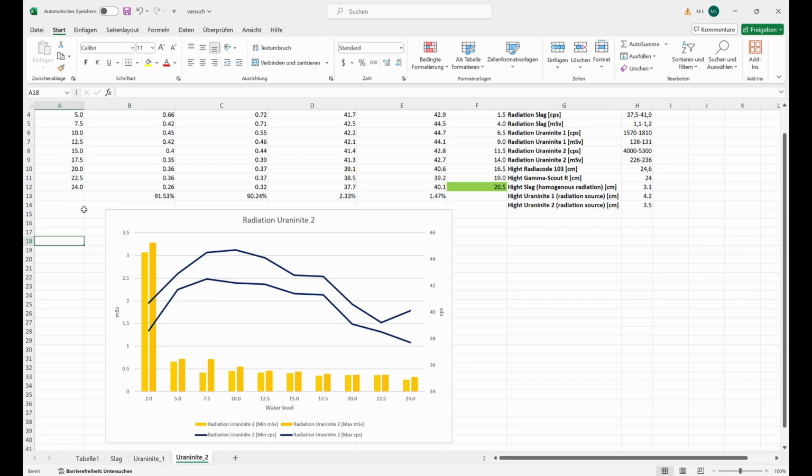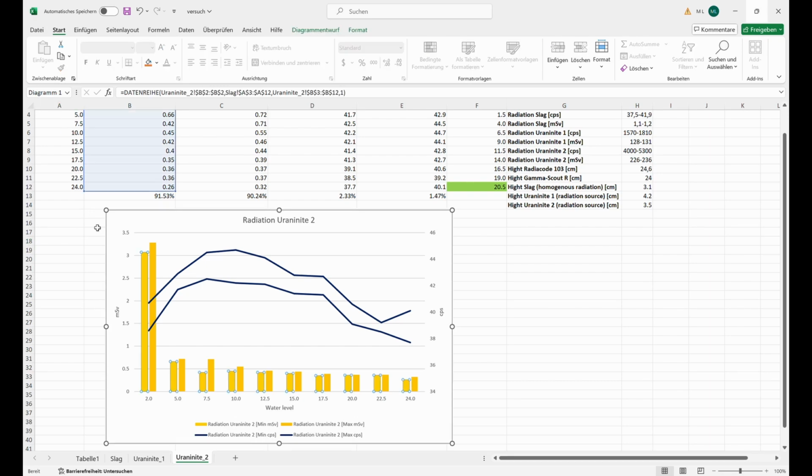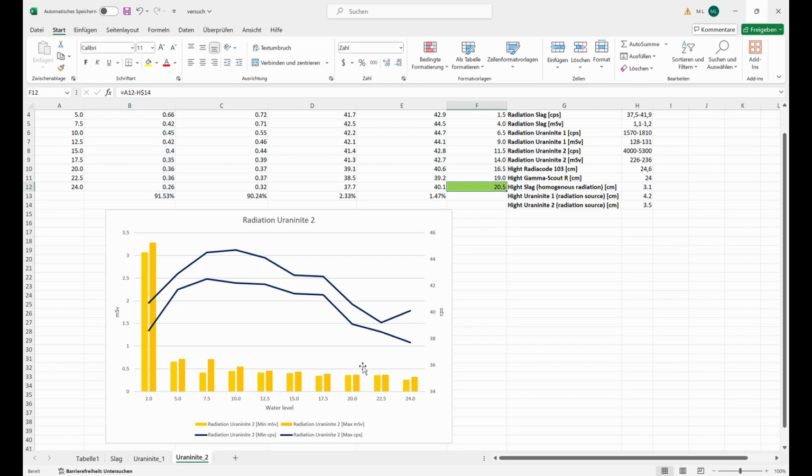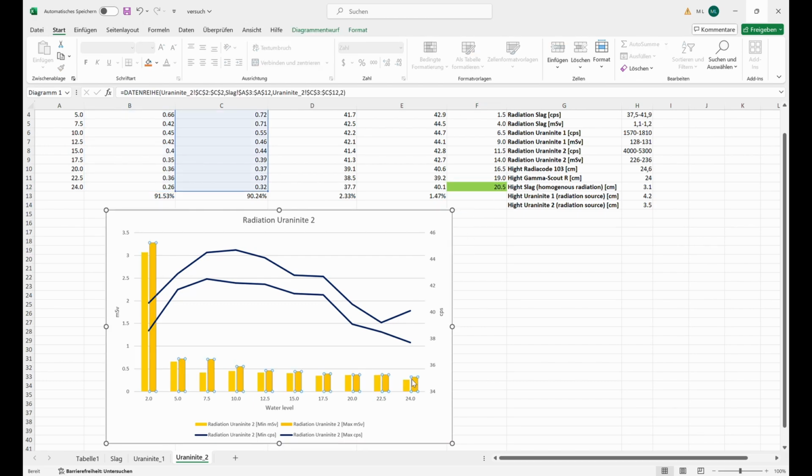Last but not least, we should have a look at the stronger uraninite rock sample. In my opinion, the most important and most representative one for this experiment. The microsievert value of the Gamma Scout is relatively high at the beginning with approximately 3, and when the rock is submerged in water, the value decreases to around 0.7, and then slowly but constantly again to around 0.32 with a water coverage of 20.5 centimeters. This value at the end is still around 3 times higher than the background radiation.